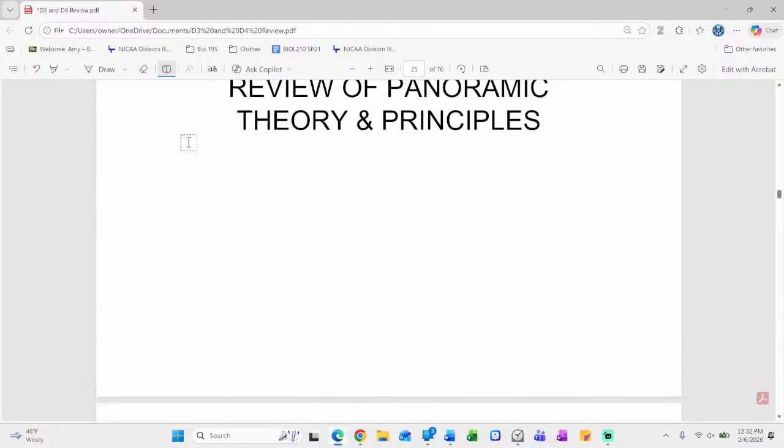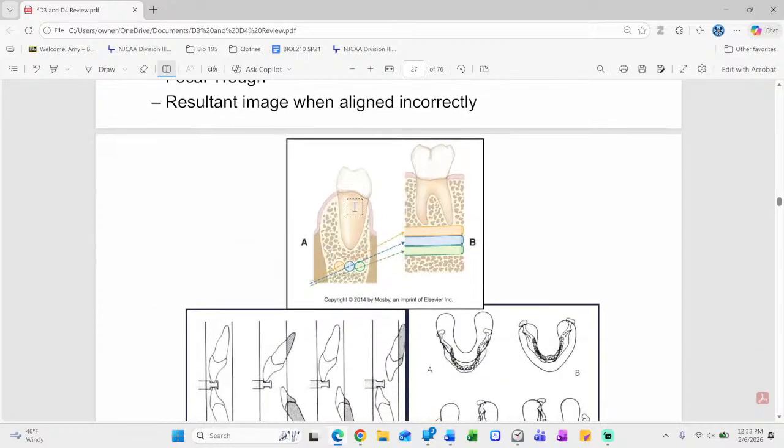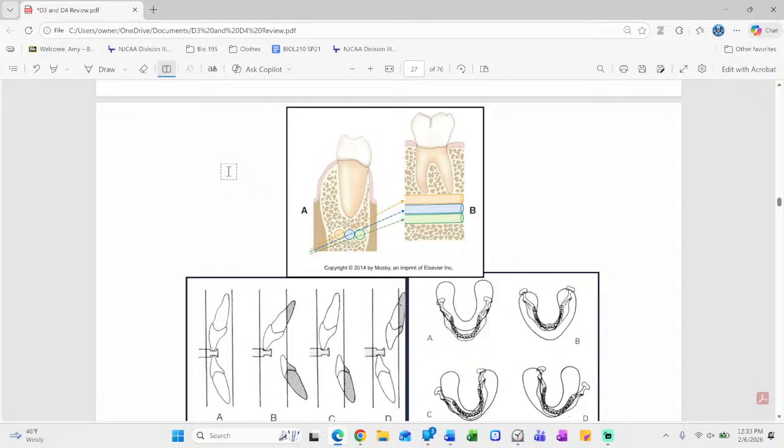All right, panoramic. Anatomy, single reel, double reel, ghost, your 3 lines for alignment. And then what happens when things aren't aligned correctly. All right, you tell me how fast or how slow to move here. All right, so these again came from PowerPoints from the lectures.